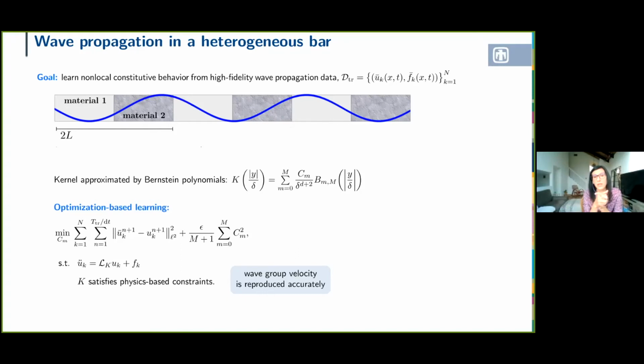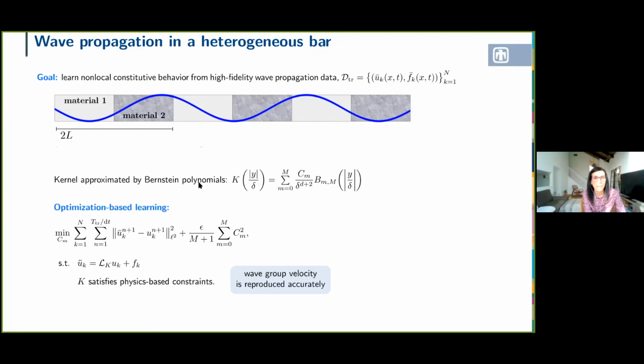And the idea is the same. The non-local model at a much coarser scale will be able to catch the global behavior induced by heterogeneities at the microstructure. So we start from some high fidelity measurements. Once again, pairs of solution and forcing terms.